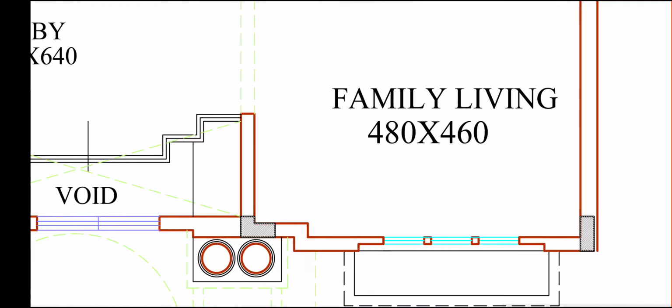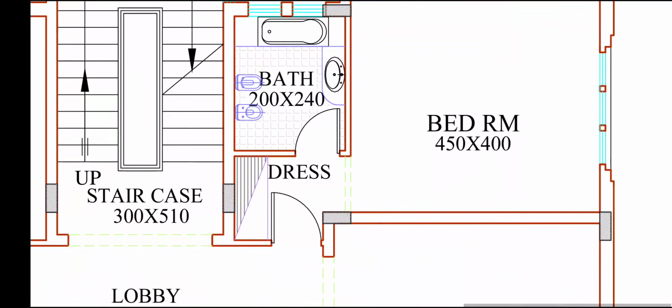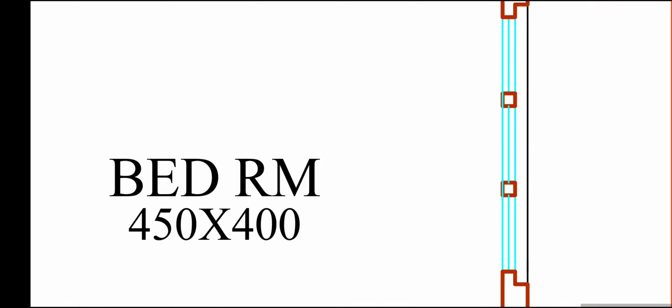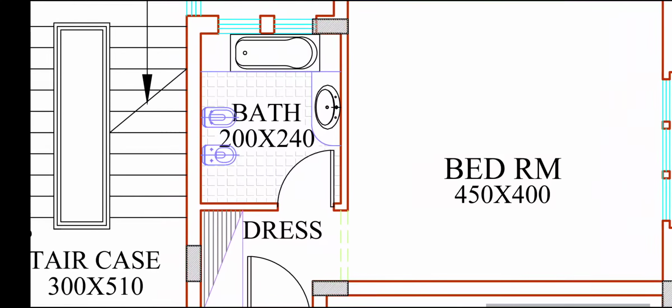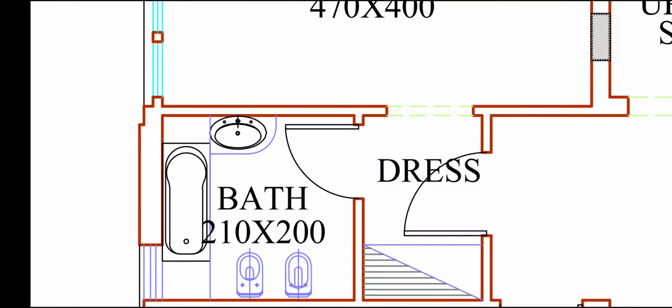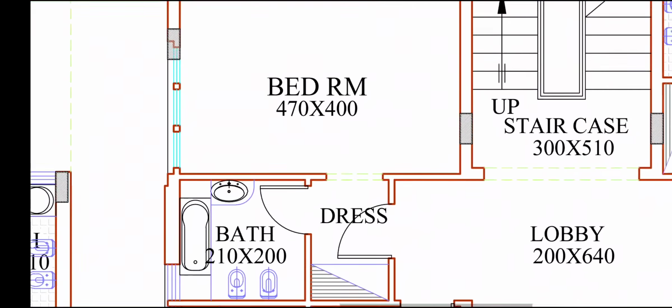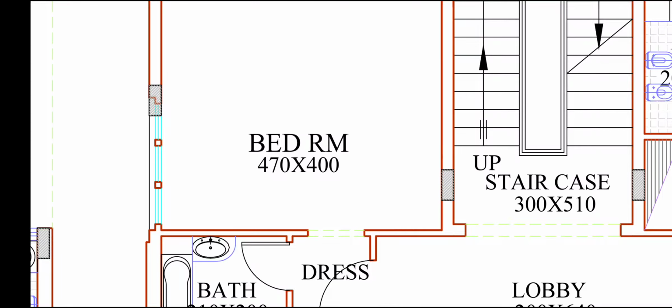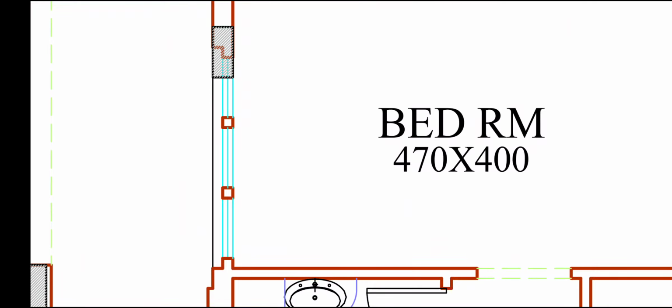This window design has 2 windows from ground floor to first floor, 1 frame for the elevation design. Here is our window, this stair, this side window, and this side window for frame design. Again here, this bedroom and dress area are 210 by 200 centimeters, and the bedroom is 470 by 400 centimeters. This window is on this side.